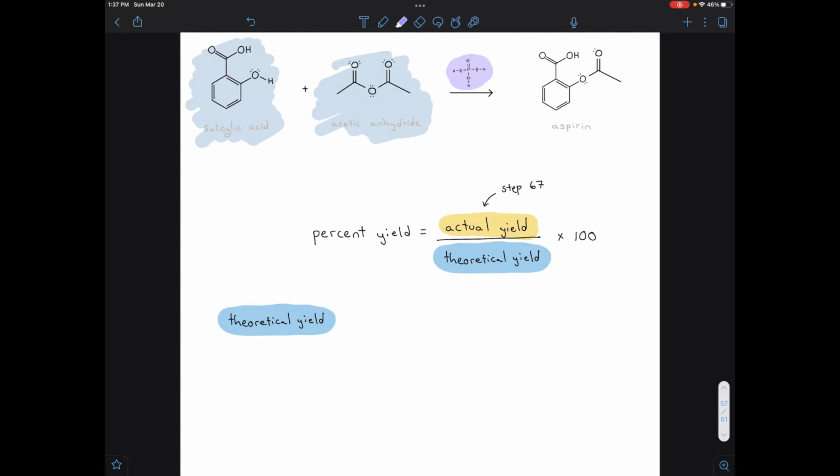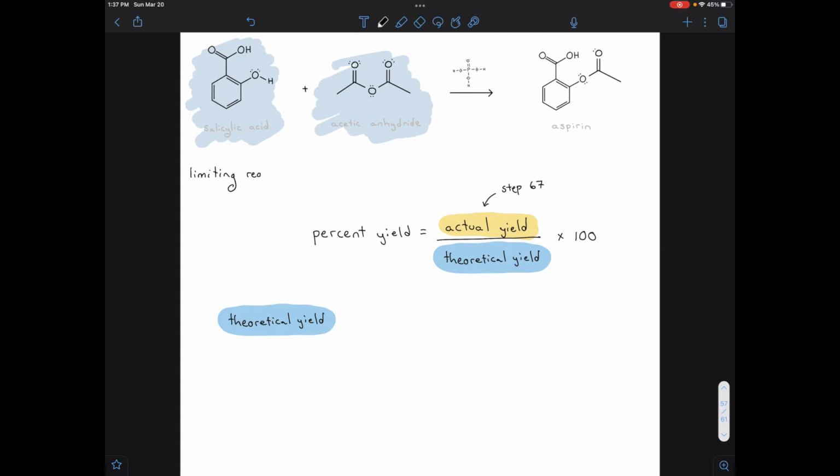That's a catalyst. So the only two things that are going to get used up, the only two reagents we have, are salicylic acid, which comes from willow bark, and then acetic anhydride. So the one of these that runs out first limits how much aspirin we could make. That's called the limiting reagent, and in our experiment, that was salicylic acid.